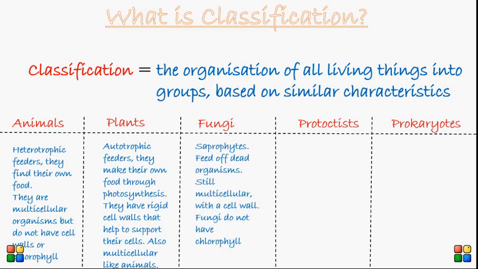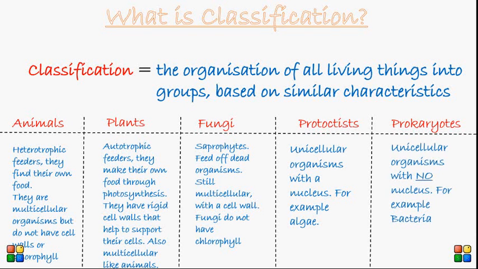Fungi are saprophytes. They feed off dead organisms. They're still multicellular with a cell wall, however fungi do not have chlorophyll. Protoctists and prokaryotes are the most simple. Protoctists are unicellular organisms with a nucleus, for example, algae. And prokaryotes are unicellular organisms with no nucleus, for example, bacteria.